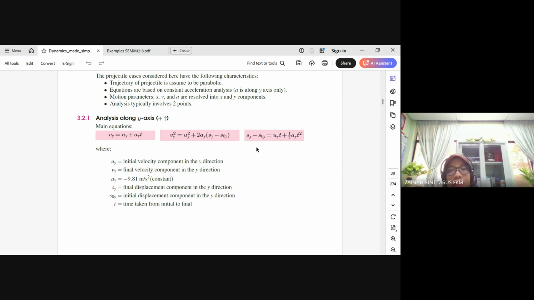Sy minus Soy equals Uy t, the initial velocity times the time taken from initial to final, plus 1 over 2 Ay t squared. So this one, if you have to find the t, or you have to find the height in terms of t. Sy is the final displacement component in the y direction, and Soy is the initial displacement component in the y direction. That is the analysis along the y axis.